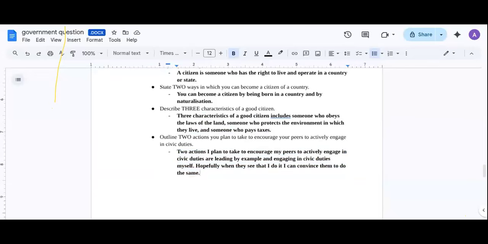Outline two actions you plan to take to encourage your peers to actively engage in civic duties. Two actions I plan to take to encourage my peers to actively engage in civic duties are leading by example and engaging in civic duties myself. Hopefully, when they see that I do it, I can convince them to do the same.